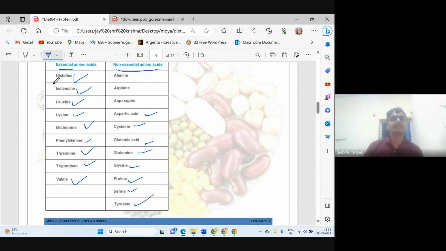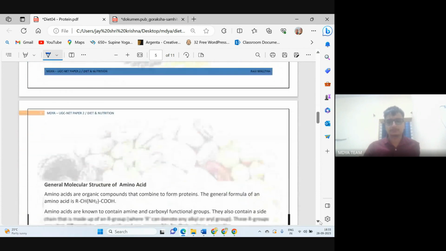You can do one thing: essential amino acids are fewer, just 9. You can remember the names of these essential amino acids. By that, you can tick whether UGC gives names of non-essential or essential amino acids in the exam. If you just remember all these, you can answer in your exam. And it is very much important. Almost 2-3 times UGC asked about choosing the essential amino acid or choosing the non-essential amino acid. So just remember the names of these essential amino acids anyhow.